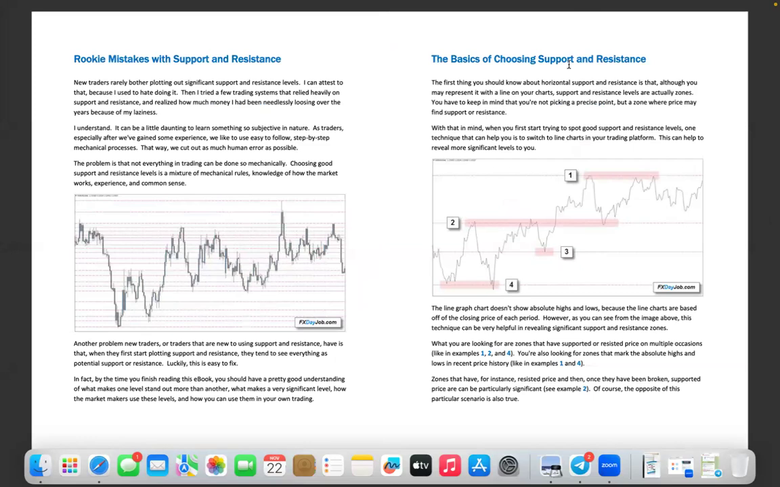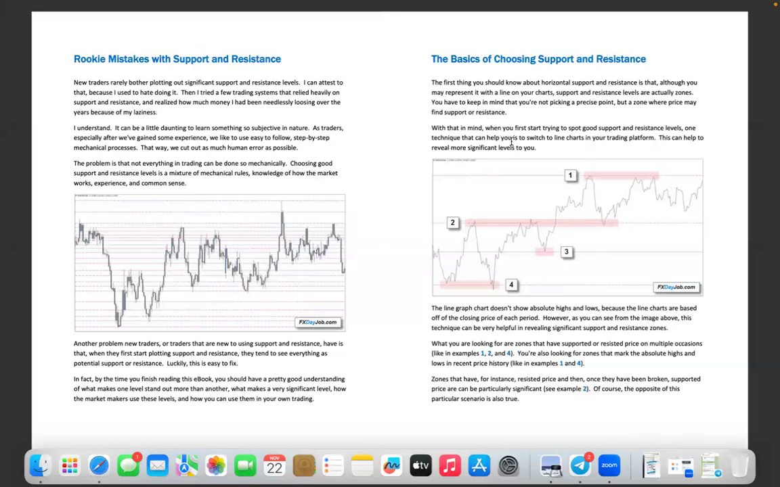The first thing you should know about horizontal support and resistance is that you may represent it with a line on your chart, but support and resistance levels are actually zones. Like I've said, you have to keep in mind that you are not picking a precise point, but a zone where price may find support or resistance, meaning a zone where price may find a reason to buy or sell.